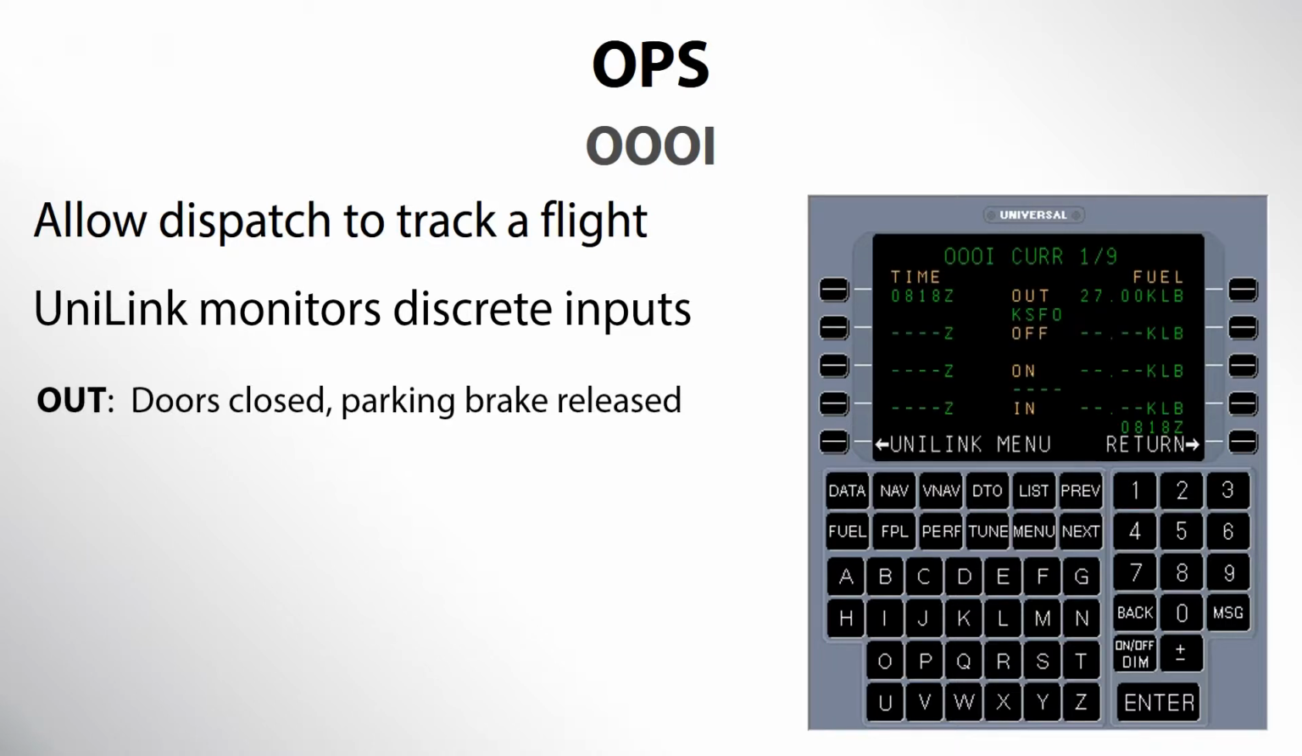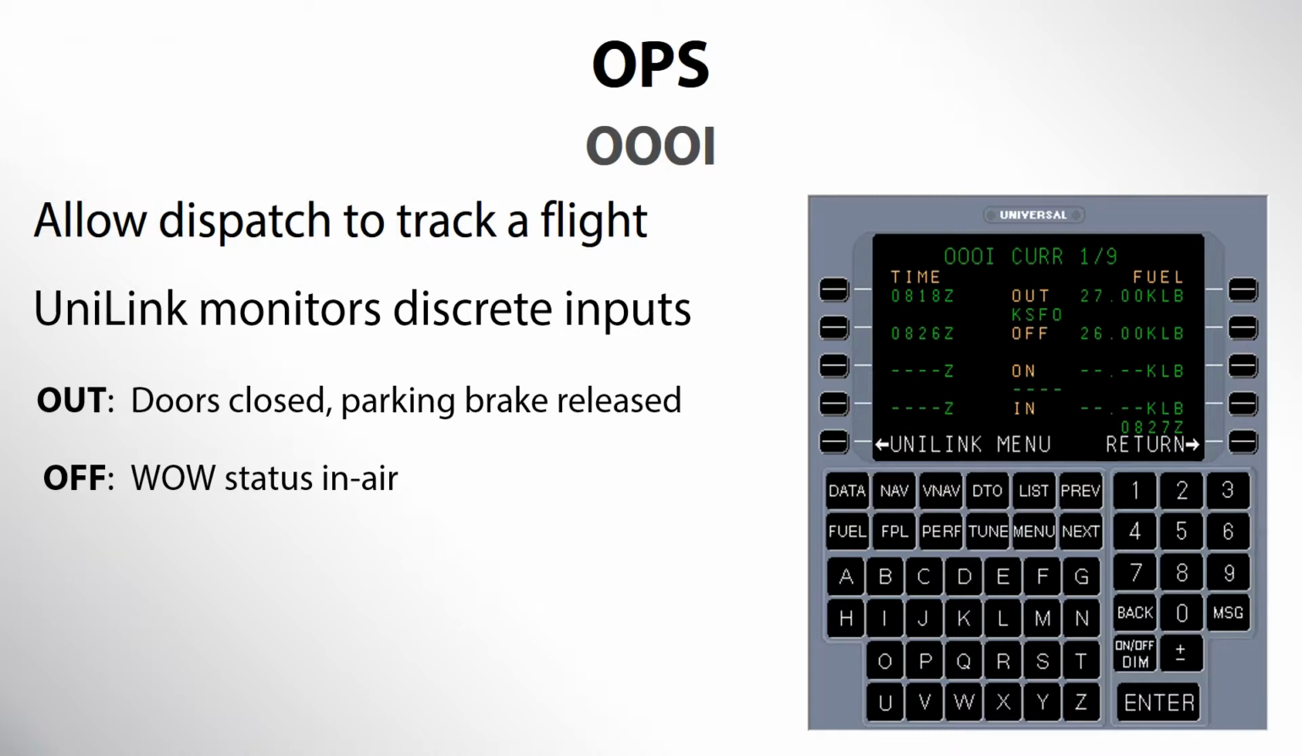The out requirement is met when all doors are closed and the parking brake is released. The report includes the out time, fuel on board, departure airport, and destination airport. Once the out report has been generated, if the door is opened prior to takeoff, an out return in report will be generated. A change in the weight on wheel status from on ground to in air will result in an off report that will include the off time, departure airport, and destination airport.